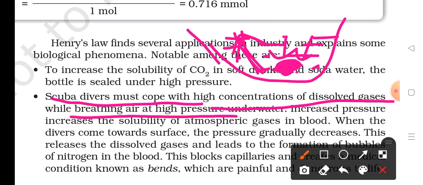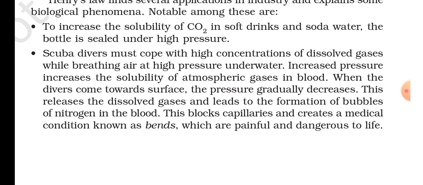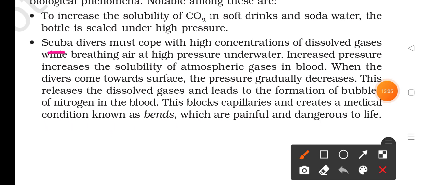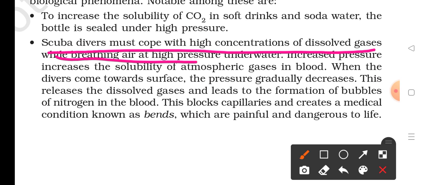Here we have seen that scuba divers must cope with high concentration of dissolved gases while breathing air at high pressure underwater. Increase pressure, increase the solubility.